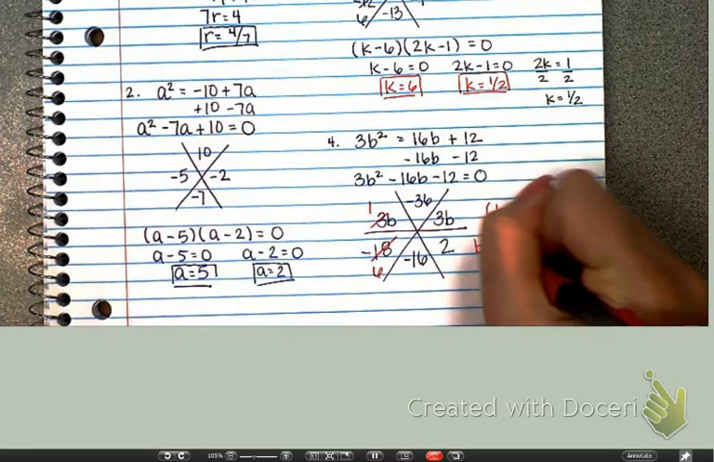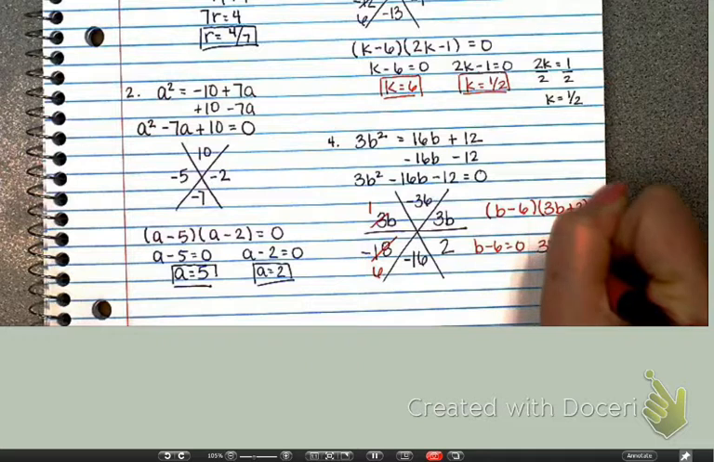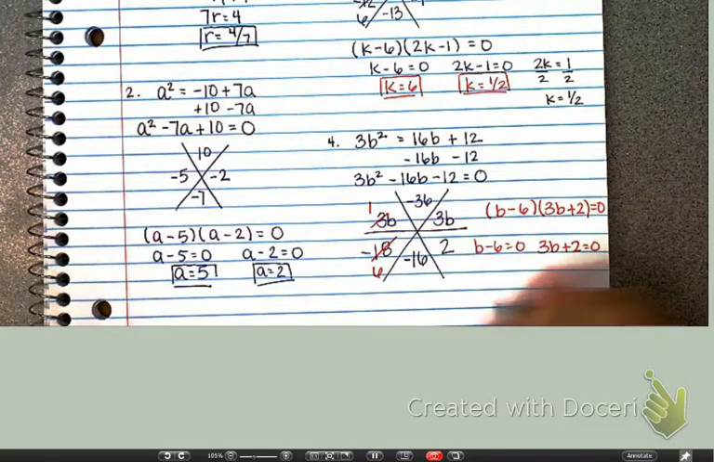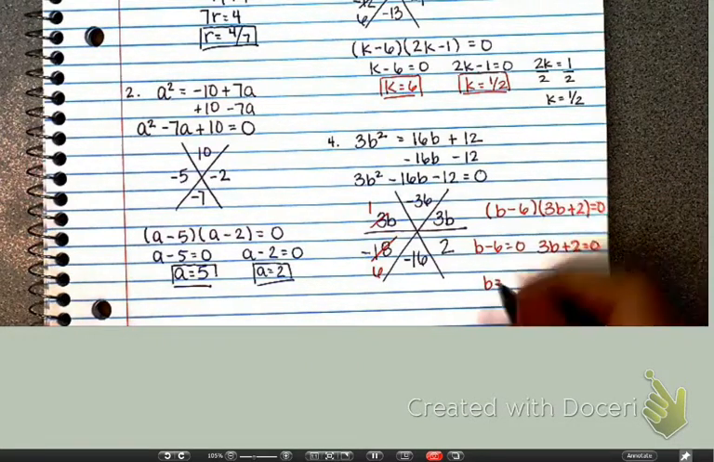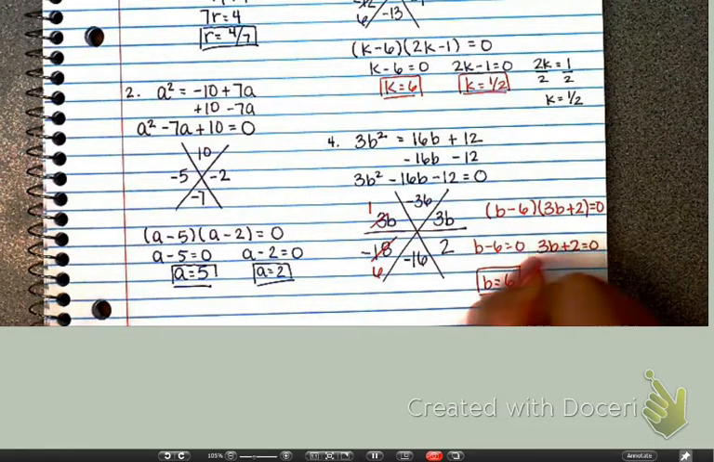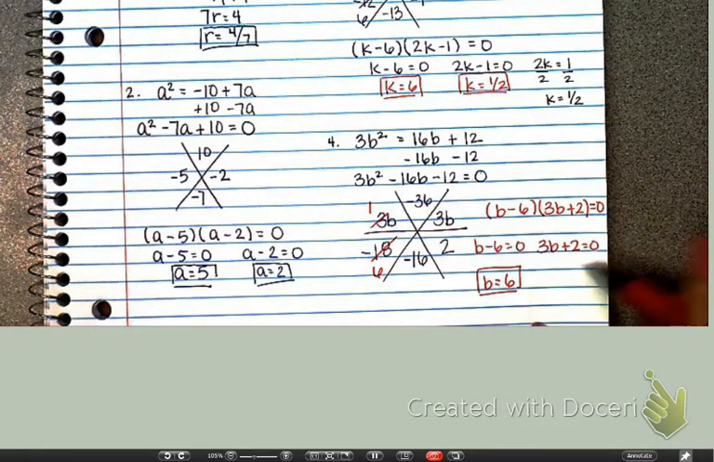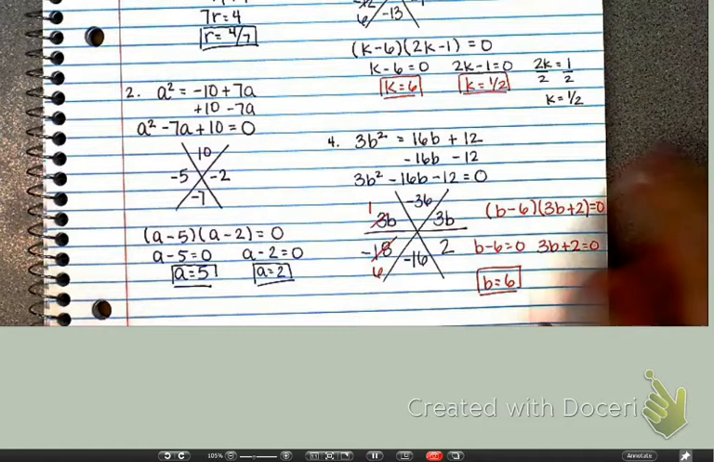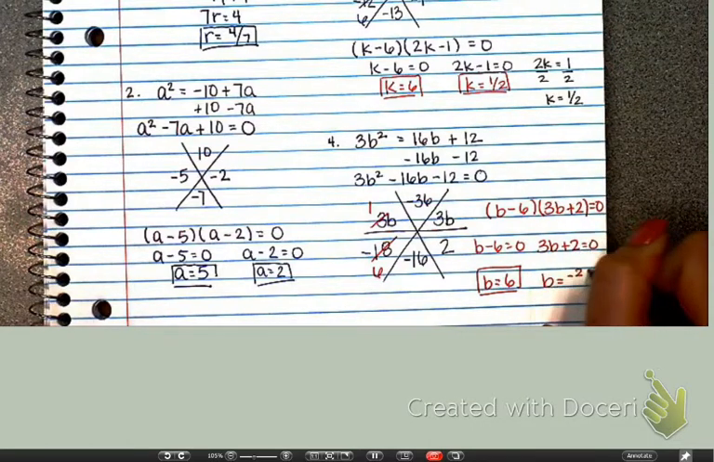Set each factor equal to 0. What does b equal? 6 and negative 2/3. Subtract 2 and divide by 3. Negative 2/3.